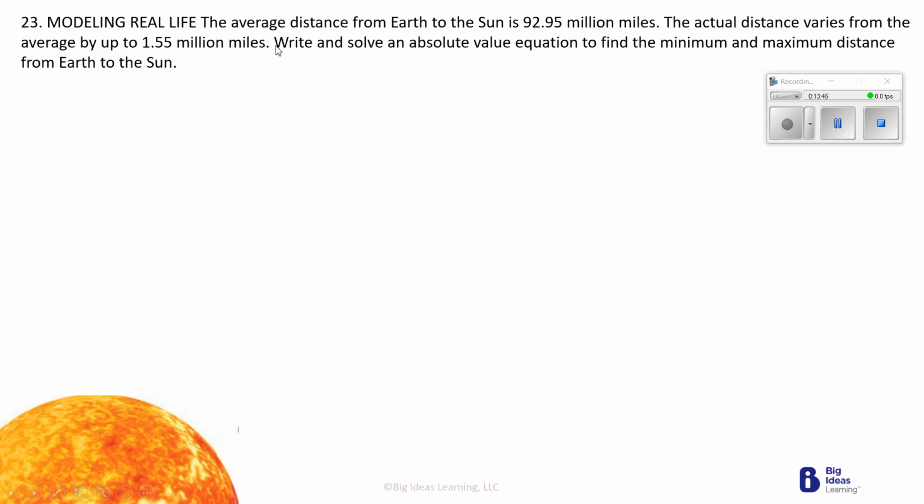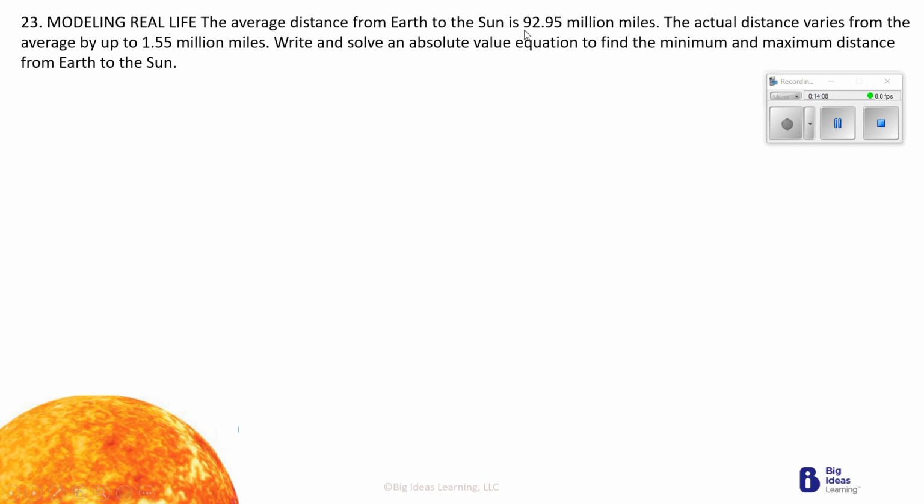23 says, modeling real life, the average distance from Earth to the sun is 92.95 million miles. The actual distance varies from the average by up to 1.55 million miles. Write and solve an absolute value equation to find the minimum and maximum distance from the sun.